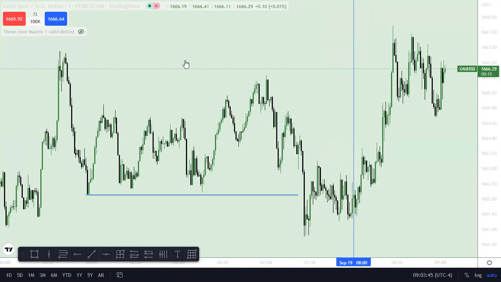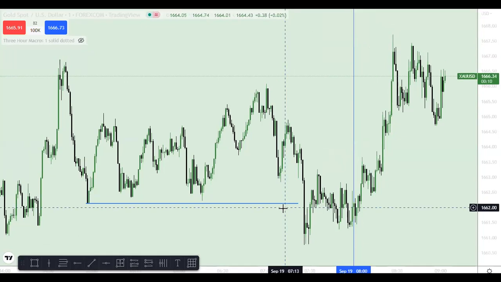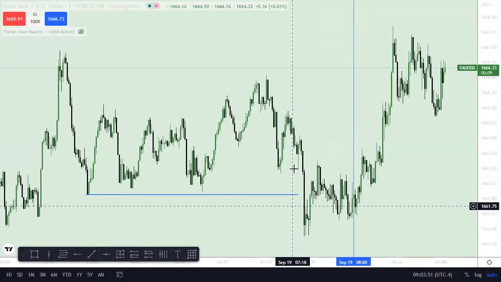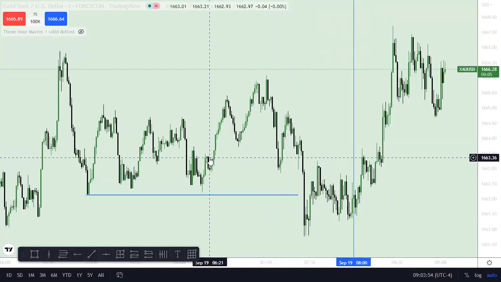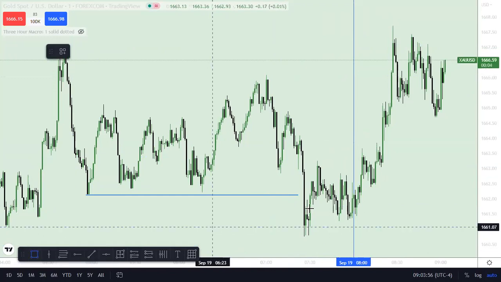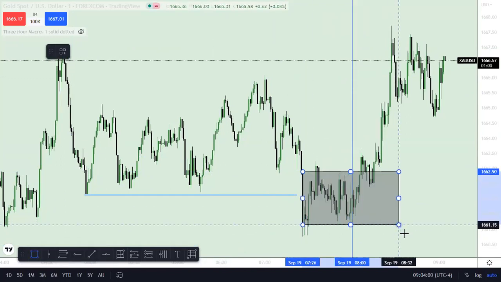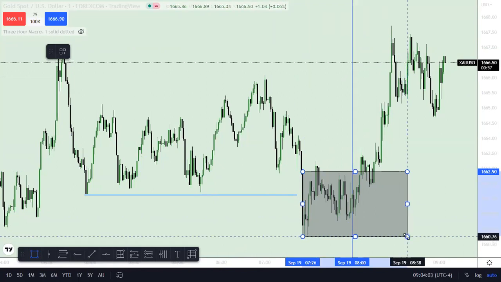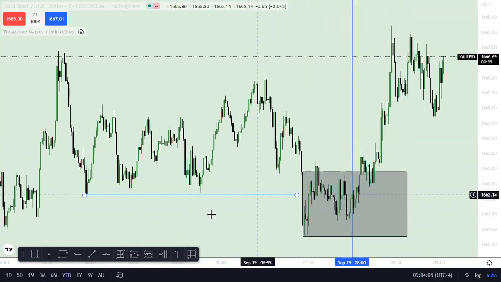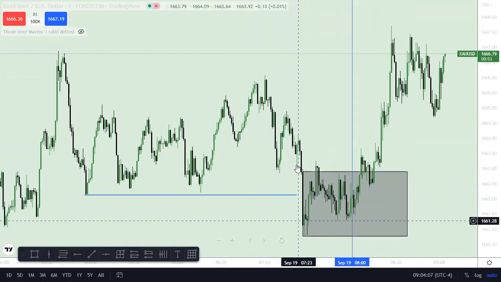You take the same approach in London. Yes, you just need to know the timings for London. Big down candle, which means automatically my order block or my order block candidate, say the right words, is that guy. Okay, if that's my order block candidate, it's a very large order block.